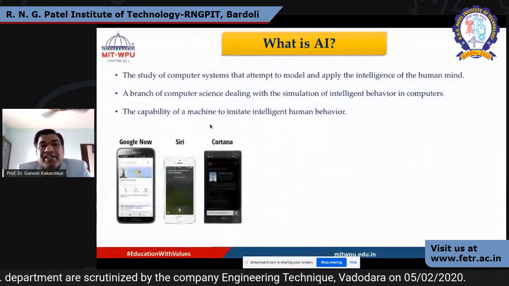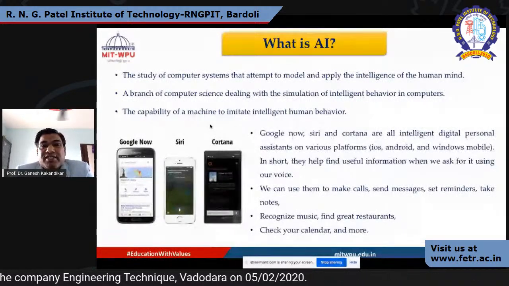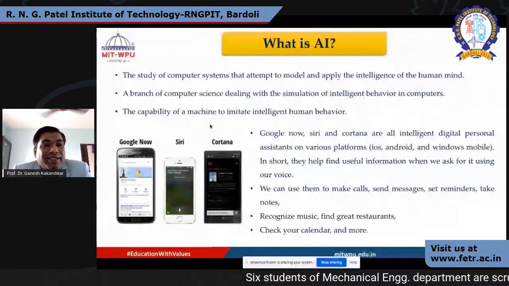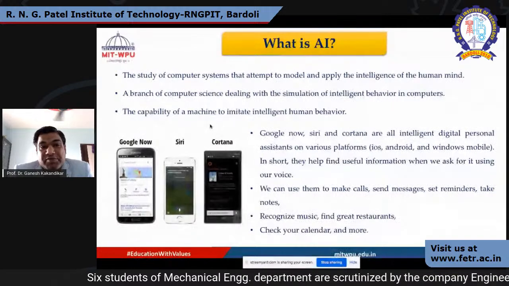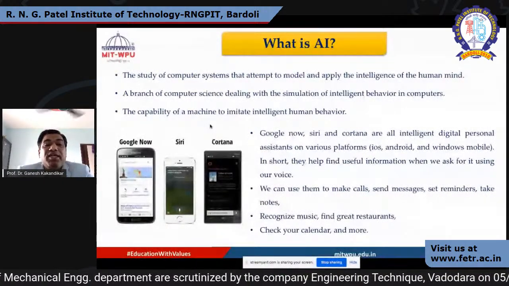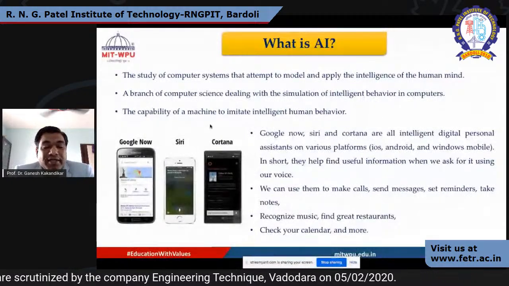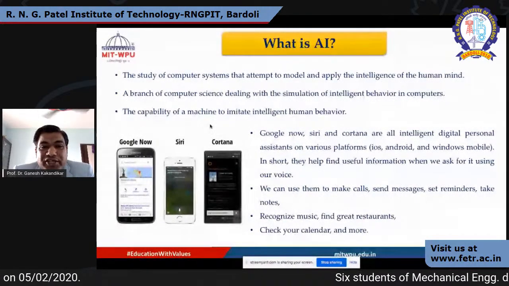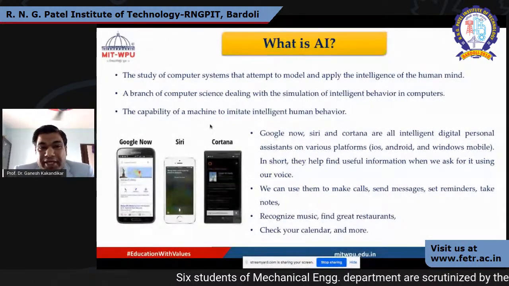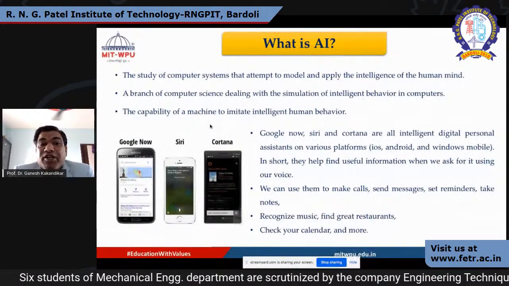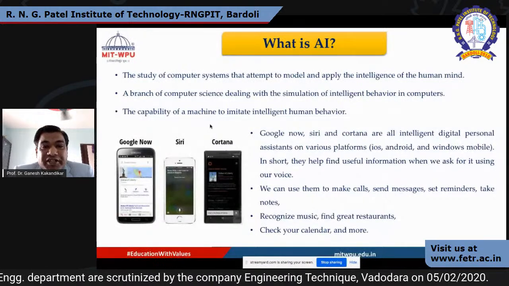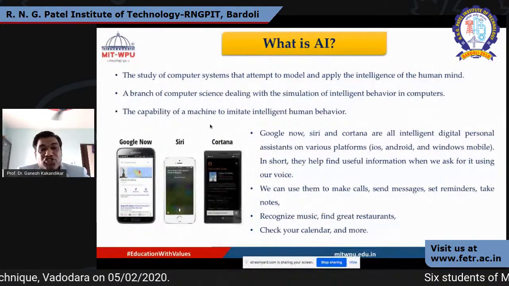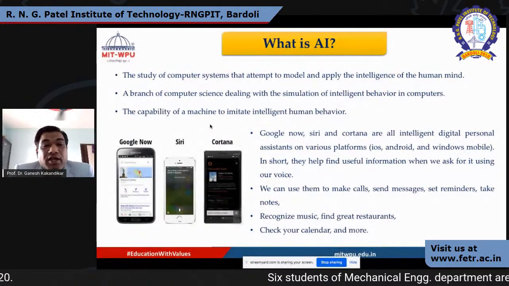If you talk about artificial intelligence, it is nothing but the study of computer systems that attempt to model and apply the intelligence of the human mind to artificial systems. And for me, as a mechanical engineer, an artificial system is nothing but my machine. Whatever may be the name of the machine, it is my machine. So I'm trying to build a machine with the capability to imitate and copy the same intelligent behavior as a person would. It will take the same decision in a situation that a person would have taken with the data provided to these systems.